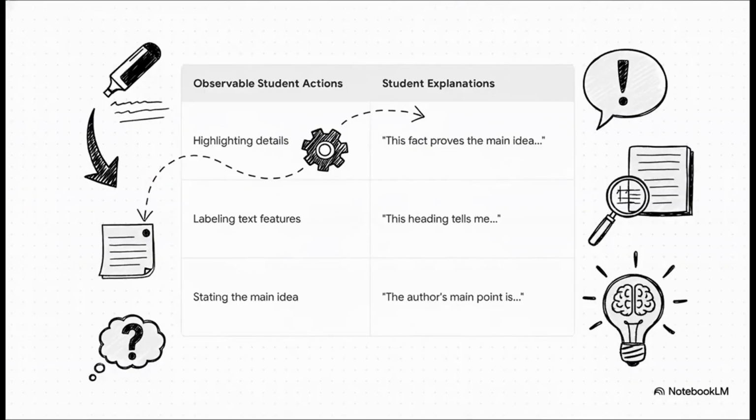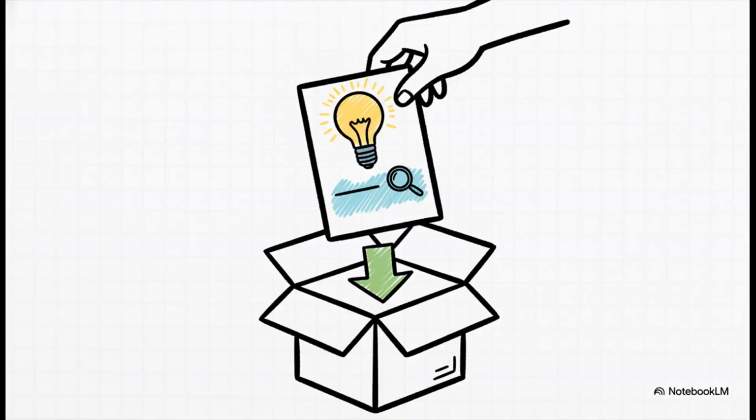You're not just looking for right answers, you're looking for the process. Are they physically interacting with the text by highlighting or underlining? And more importantly, can they explain their thinking? When you hear a student say, "This fact proves the main idea because," you know they're absolutely on the right track. And here is a simple but super powerful way to check for understanding: the classic exit ticket.